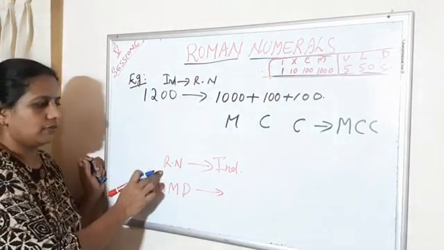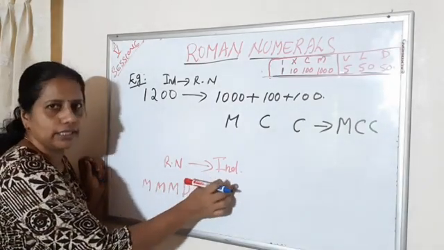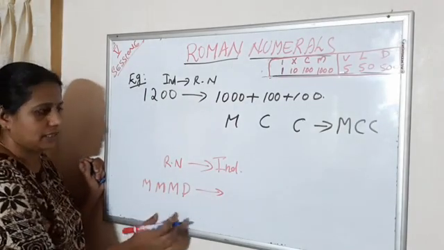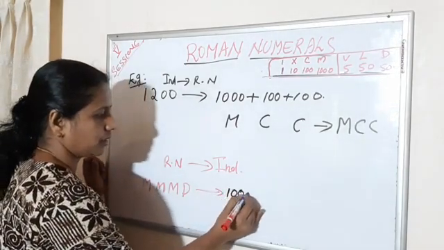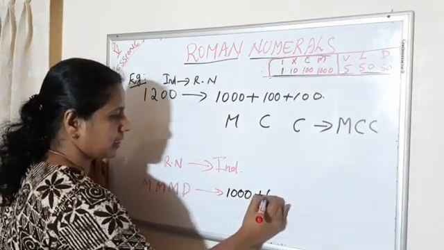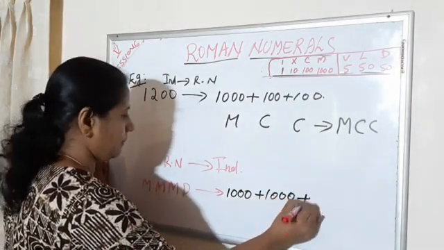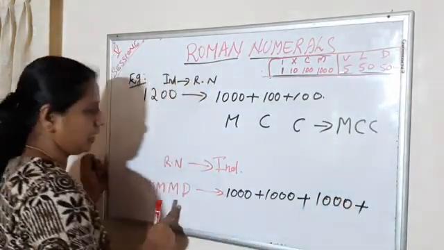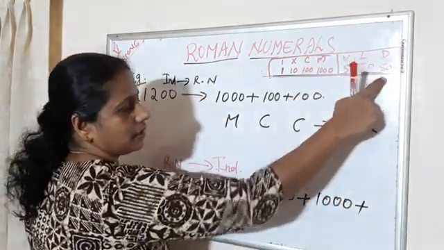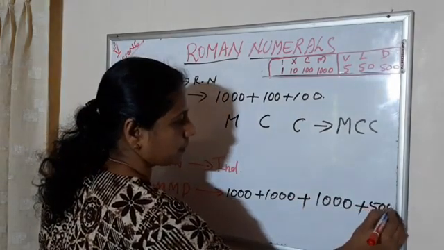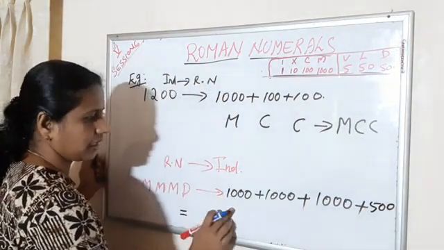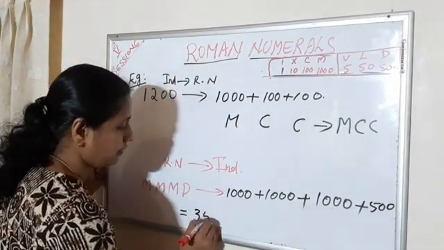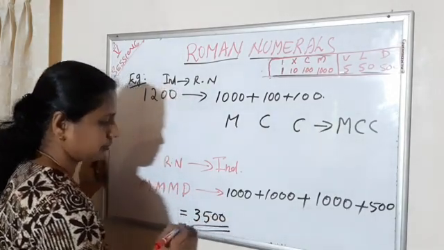Next, how to convert Roman numerals into the Indian system. That is M, M, M, D here. First M, 1000, plus next M, again 1000, plus next M, again 1000, plus D. What is D? D means 500. So our answer is 1000 plus 1000 plus 1000 plus 500, 3500. Okay.